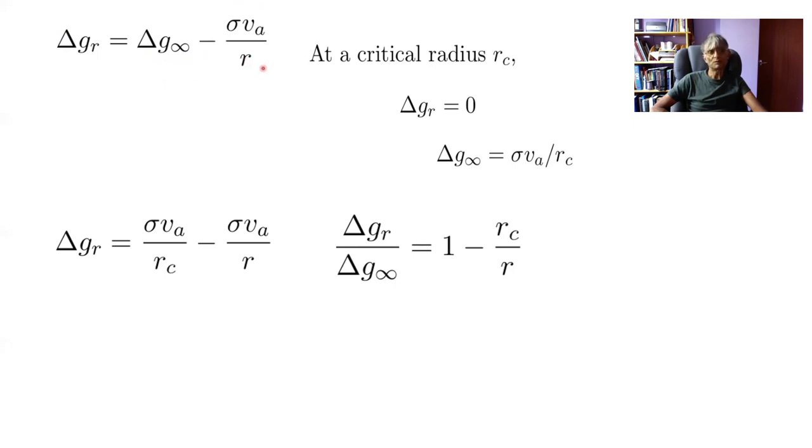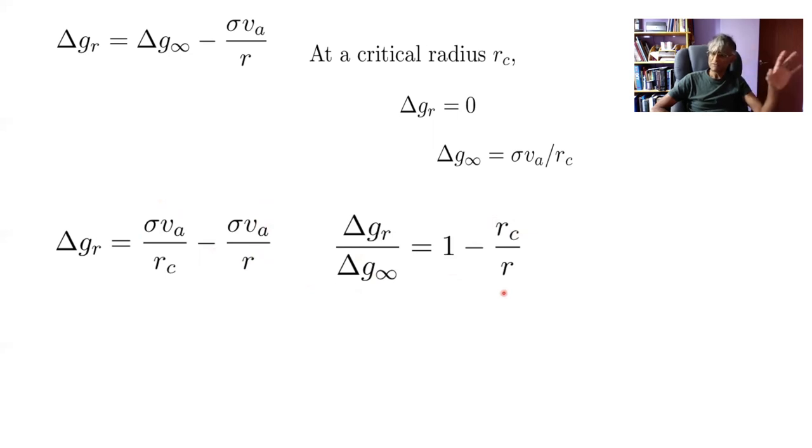And there will come a point when the tip radius is so fine that all of this is consumed in creating interfacial energy. So if I set delta GR to 0, then we get delta G infinity is equal to the interfacial energy per unit area, volume per atom, divided by the critical plate tip radius. So I can now substitute for this into this equation, and we get that the effective driving force is this chemical free energy change minus the cost of creating interface for a given tip radius R. And the ratio here of the effective driving force divided by the total available is simply 1 minus the critical plate tip radius divided by R.